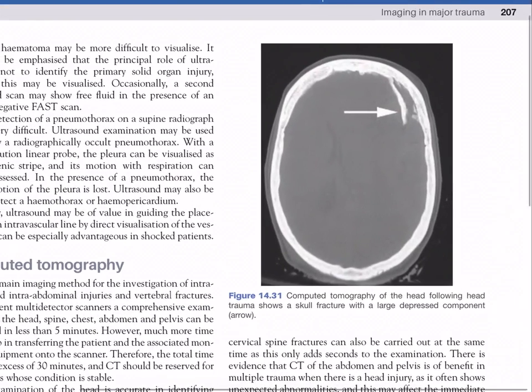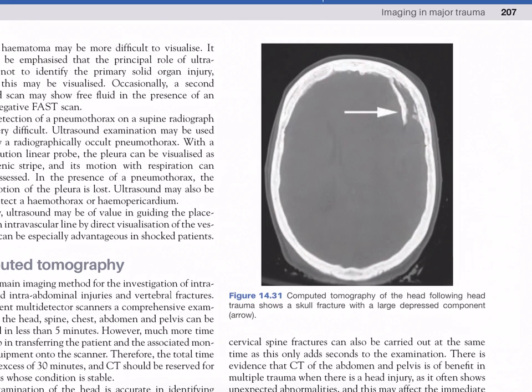In this computed tomography of the head following head trauma shows a skull fracture with a large depressed component shown in the figure.